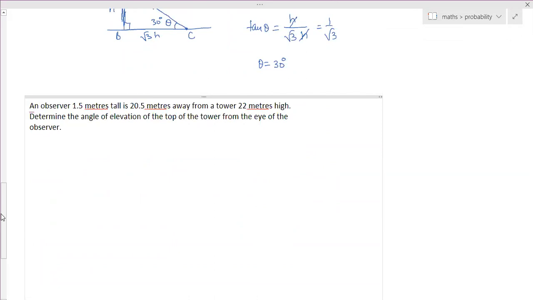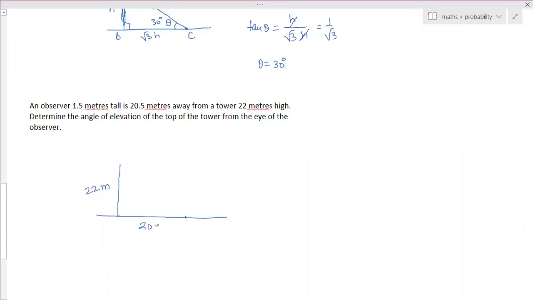And when the height is given, we have to consider that height, and the eyes are present at that height. So observation will start from that height. This is the horizontal line. The height of the tower is 22 meter. The observer is standing 20.5 meter from the foot of the tower.